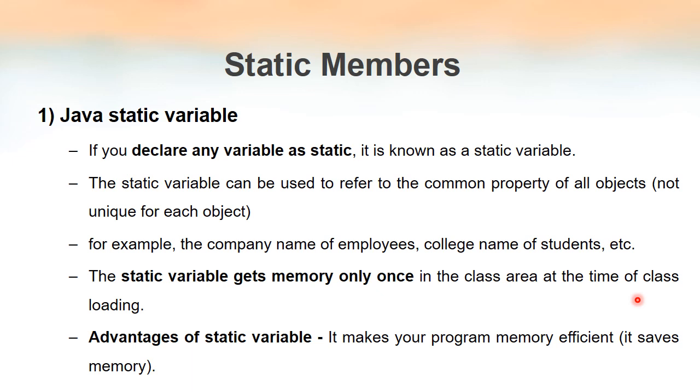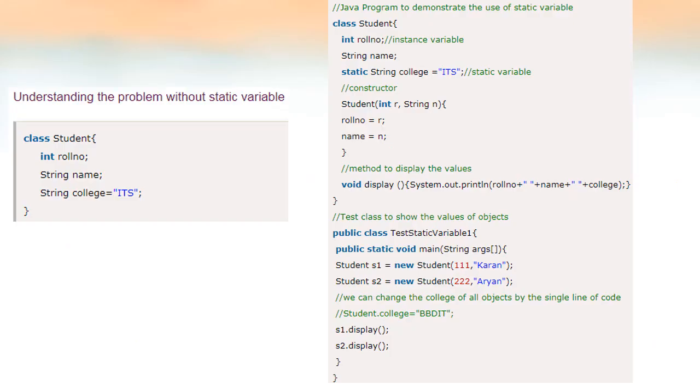You can expect some questions like this when you go for interviews. Why do we say that static variables are good for memory management? This is the answer. The advantage of a static variable, as I have mentioned just now, is that it makes your program memory efficient because it saves memory. We will see an example and understand the importance of making a variable static and non-static.